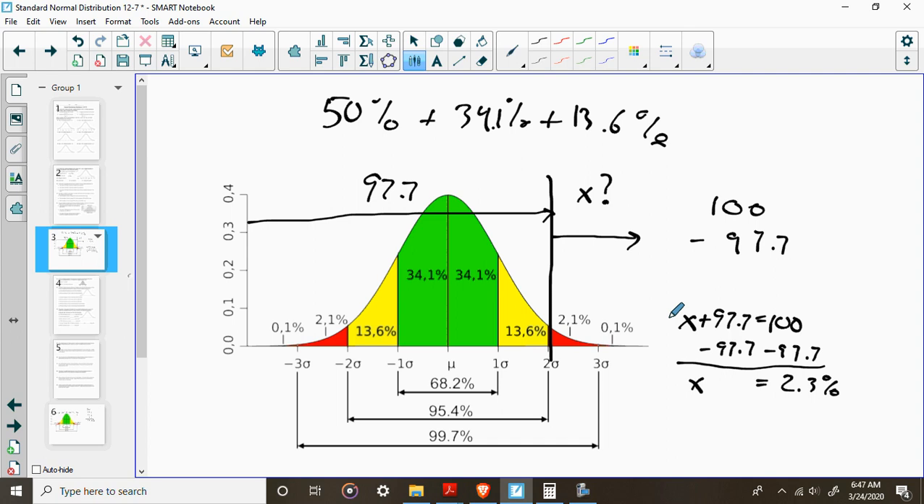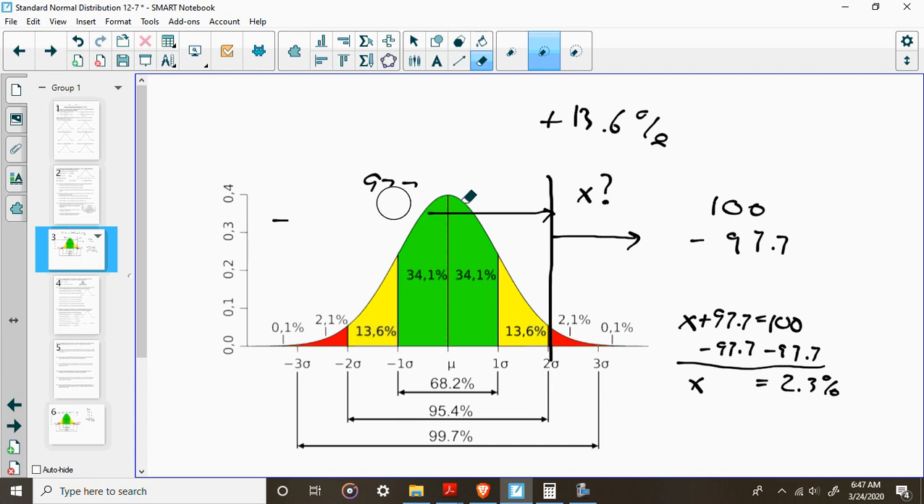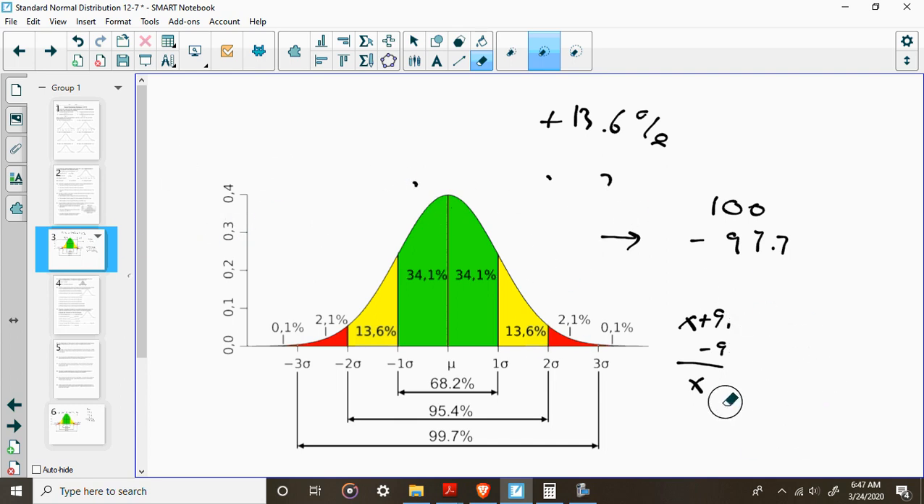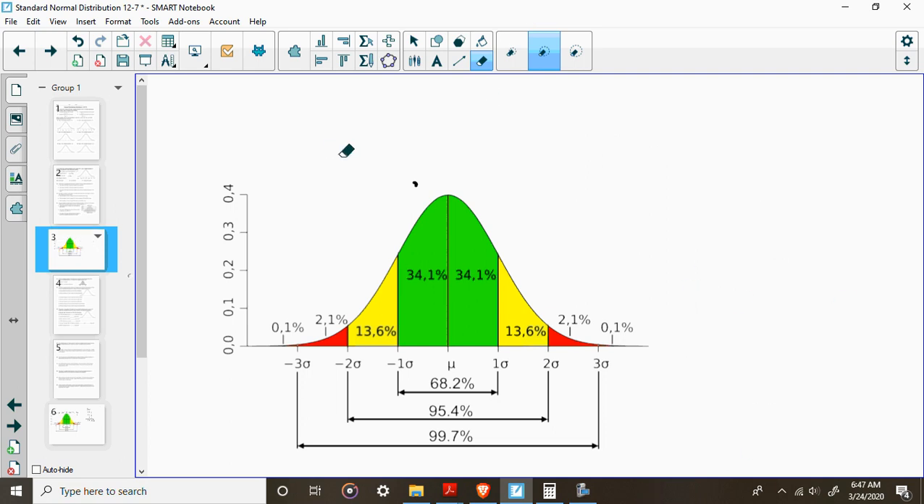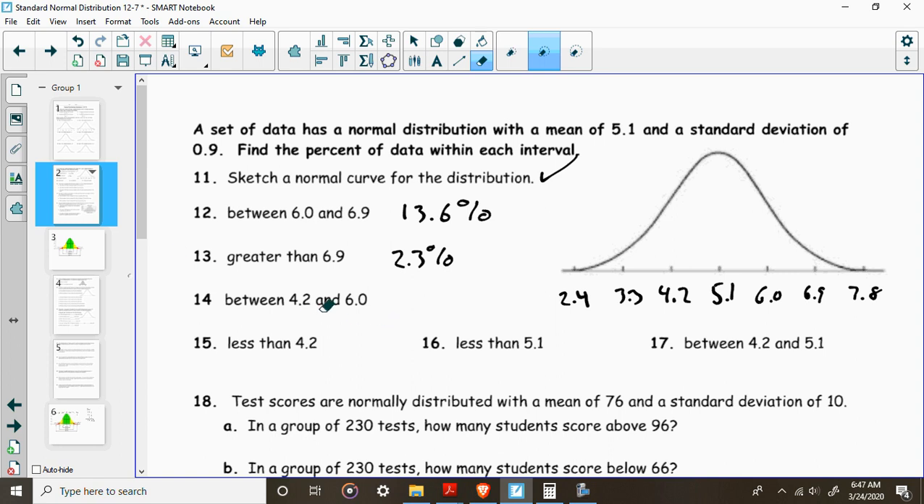We talked a little bit yesterday about how these standard deviations get broken down into smaller portions and things like that. It might not be two standard deviations, it might be 2.5, in which case we're still going to have that skill. Okay. So how many between 4.2 and 6.0?